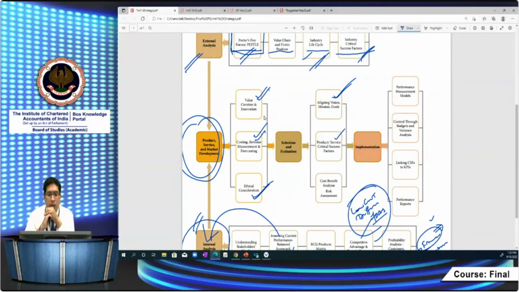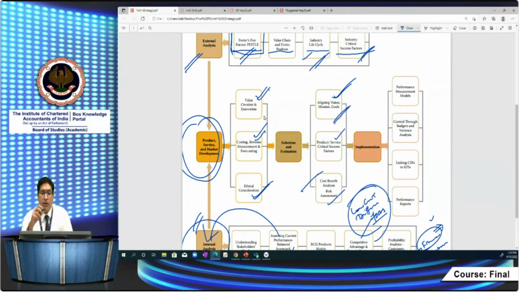Next is product, service, or critical success factor. And next is cost benefit analysis and risk assessment. Whenever we do selection and evaluation, definitely we do some cost benefit analysis. But a product development approach or a market development approach will again fail if it is not aligned with your organization's goals and objectives. Therefore, you have to properly consider the organization's vision, mission, and goals.